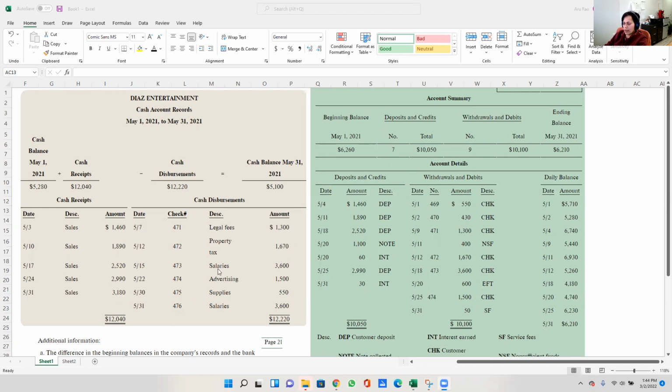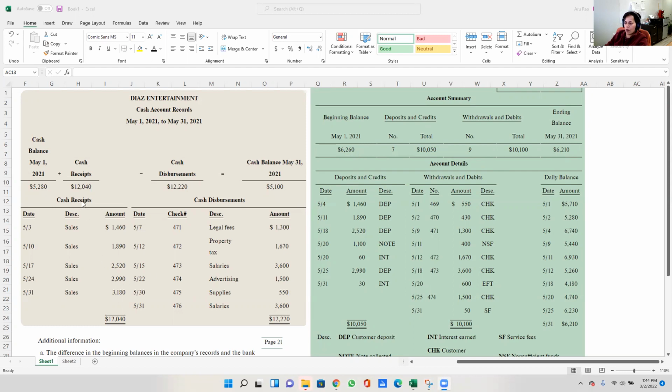So let's take a close look at what we have here. This is from our general journal. This is only the cash account for the month of May. I started the month of May with $5,280. I ended with $5,100. The bank says I started with $6,260 and I ended with $6,210. So we are trying to reconcile the 5,100 with the 6,210. And we'll take a look at how we're going to do that.